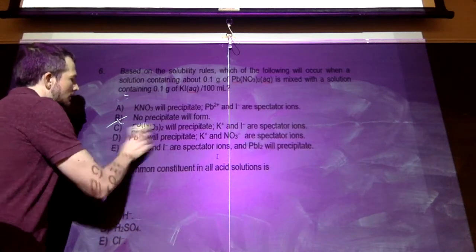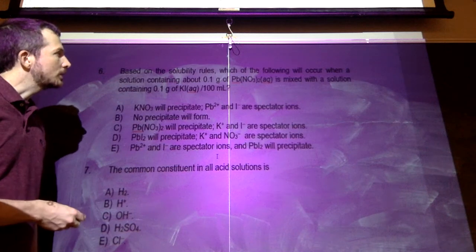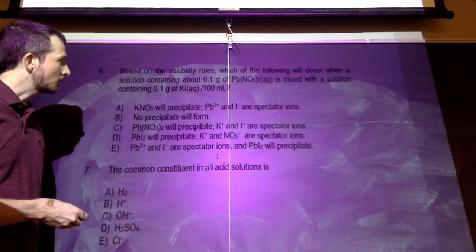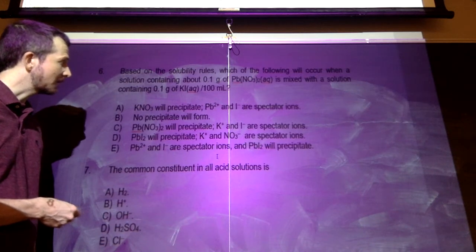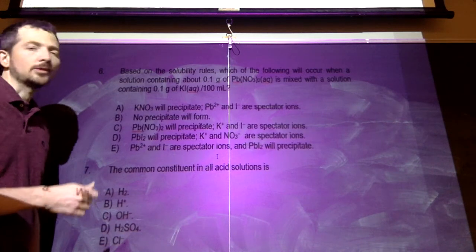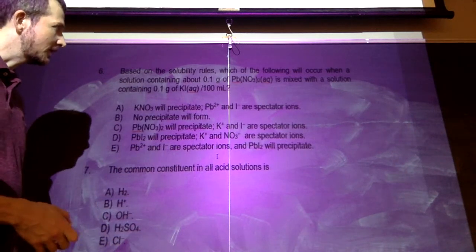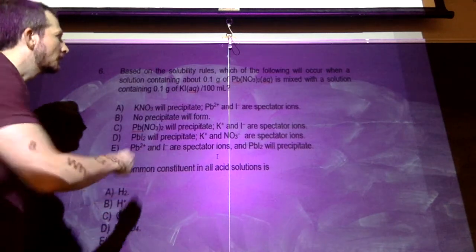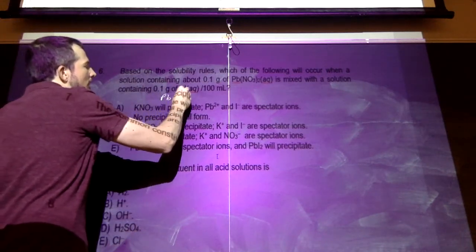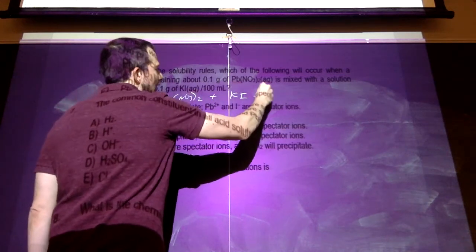Based on the solubility rules, which of the following will occur when the solution containing 0.1 grams of lead nitrate is mixed with a solution containing 0.1 grams of potassium iodide in 100 milliliters? So really those numbers don't mean anything in this case. You're mixing the two solutions together. You want to know if it's a double displacement reaction, if they form a solid. So I have Pb(NO3), the aqueous solution, KI.